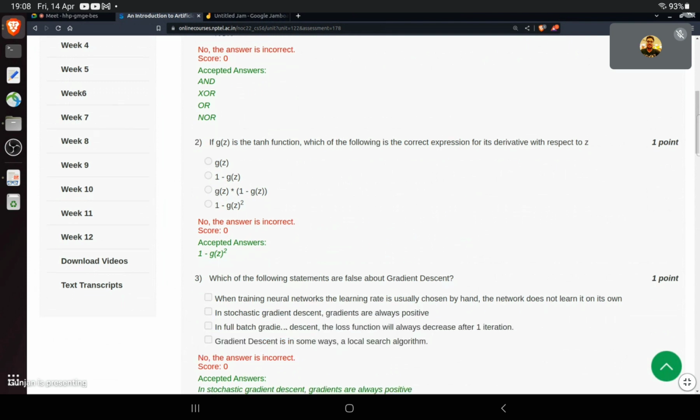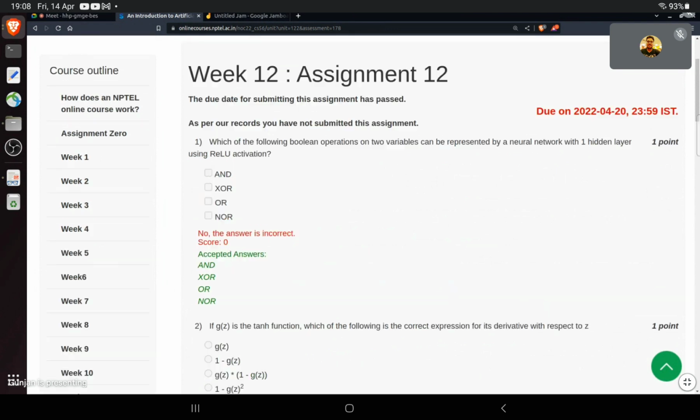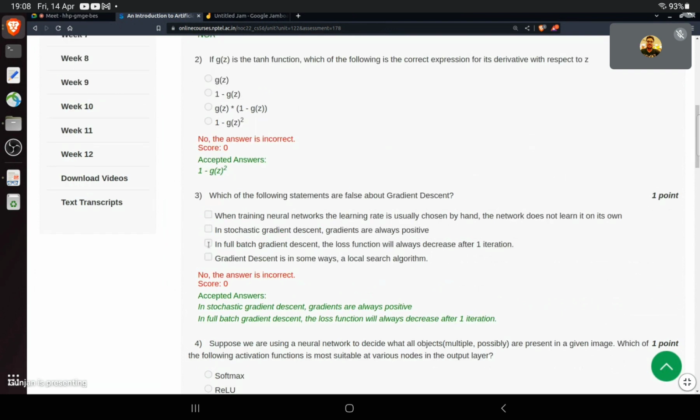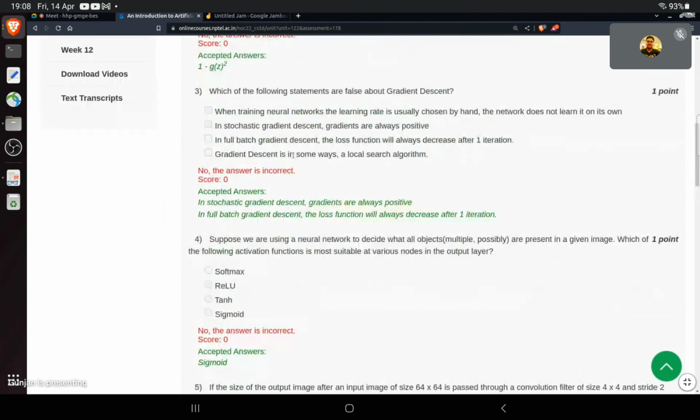And gradient descent in some ways is a local search algorithm. That is indeed true, which we also saw in the previous lectures, in week 4 and week 5, when we were doing simulated annealing and things like that. There we also saw gradient descent as a way to find the best solution. But the question asks which statements are false, so I'm saying the first and fourth are true, and the second and third are false.